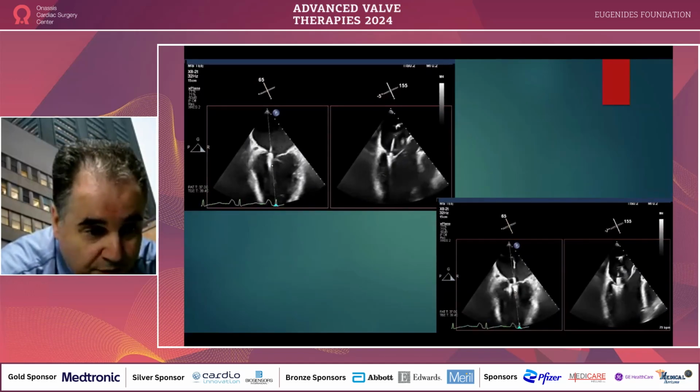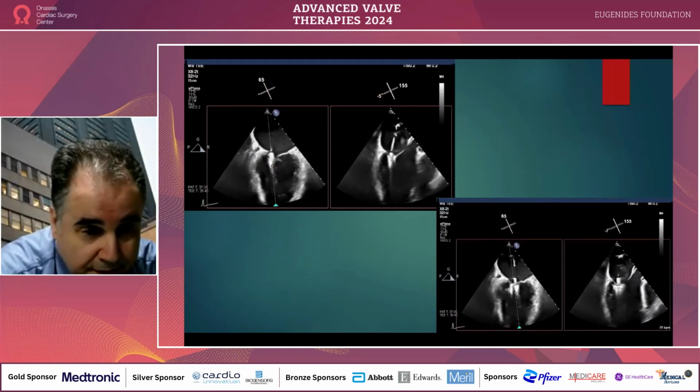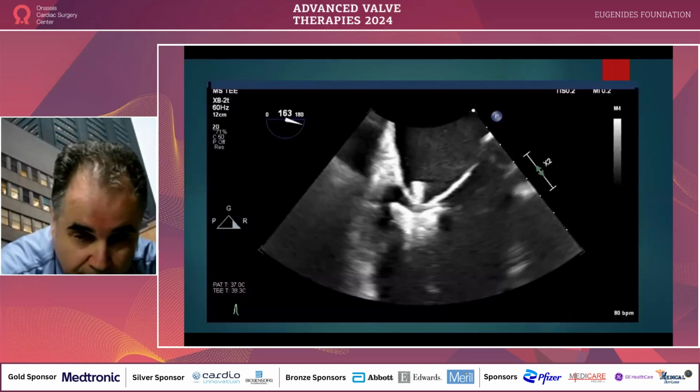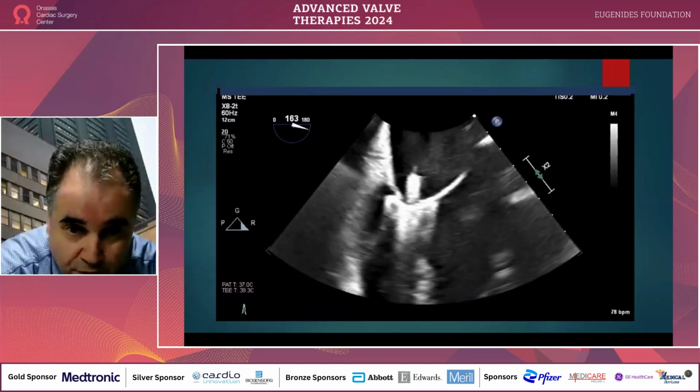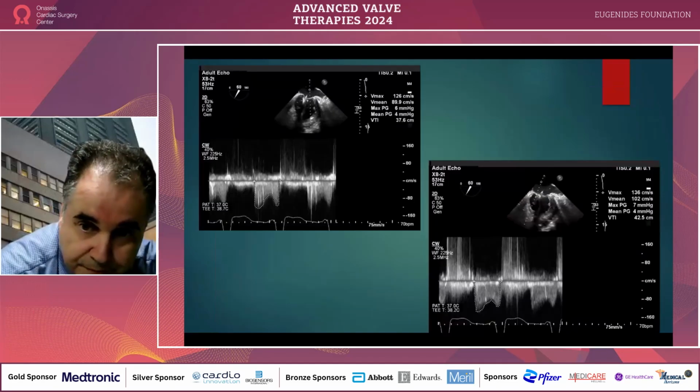As you can see here, a second clip lateral to the first clip because of the residual MR. Sorry for this, this is in zoom view.